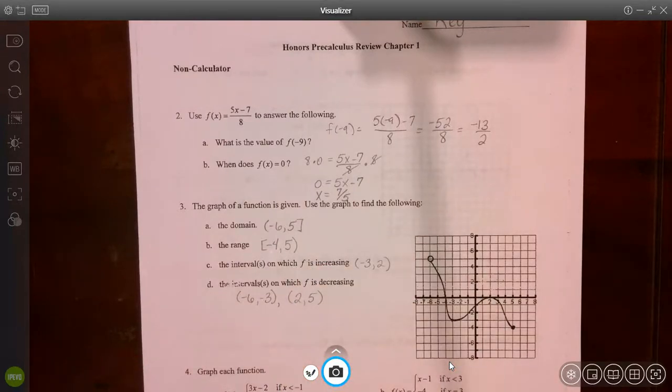If you try to put ordered pairs from this x comma y to this x comma y, you will get it wrong. Be very careful. Intervals of increasing, decreasing, and constant are only x values.